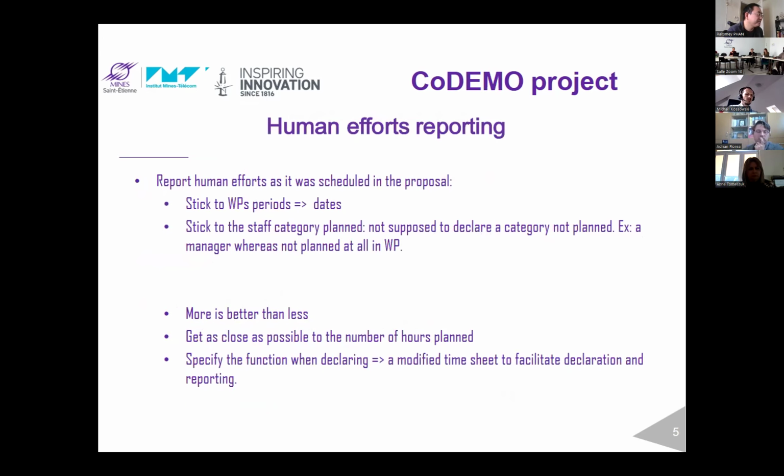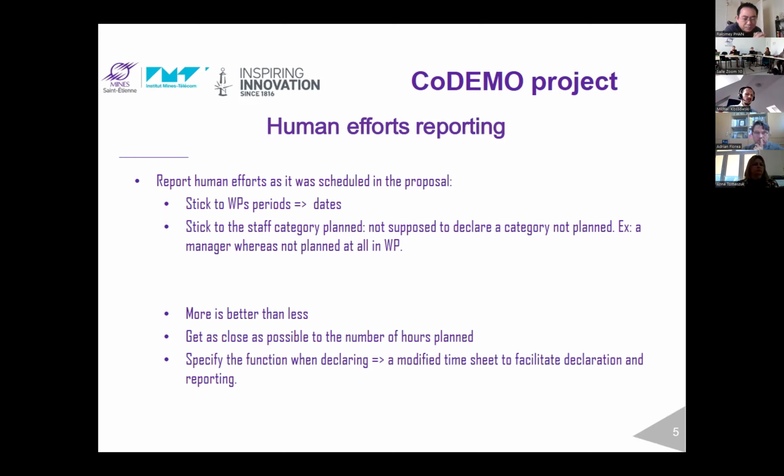So, for example, for a work package that is supposed to start in April, you may have worked on it in March, but you're not supposed to declare any hours worked for this work package in March. You need also to stick to the staff category planned. You're not supposed to add a category that was not planned in your proposal.